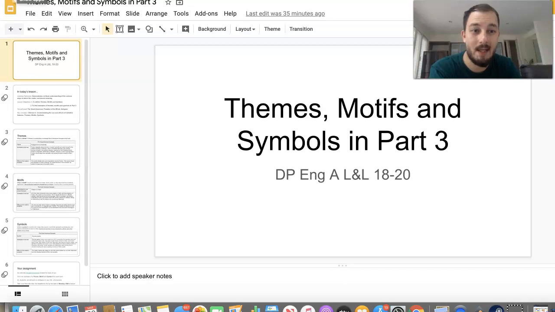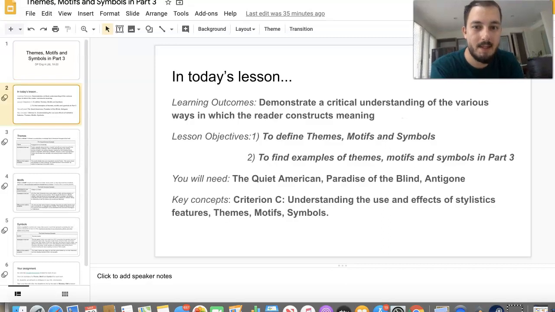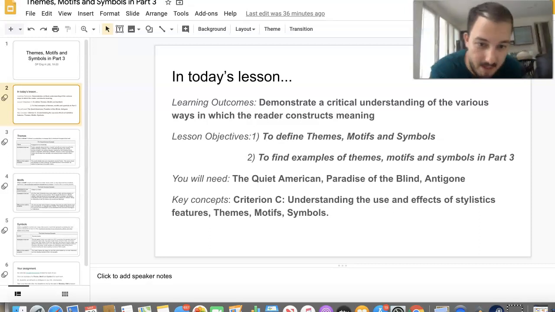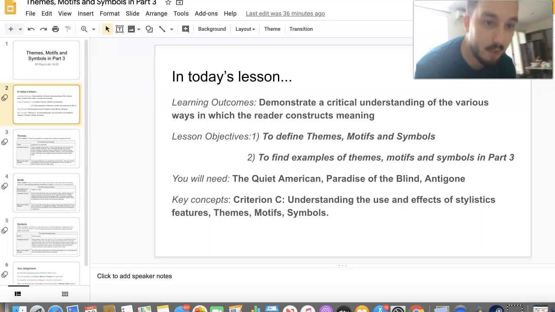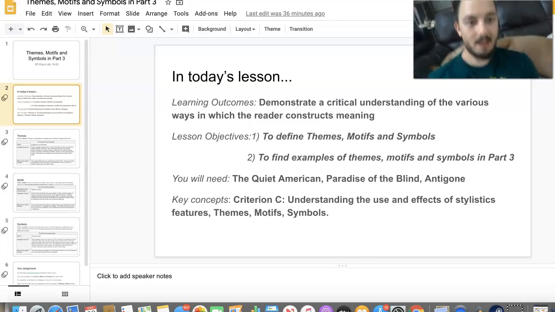Today we're going to look at themes, motifs, and symbols in part 3. So in today's lesson, we're looking at the ways we can demonstrate critical understanding of the various ways in which readers construct meaning. So our objectives: we're going to define themes, motifs, and symbols firstly, and then we're going to find some examples of themes, motifs, and symbols in part 3. For this, you're going to need The Quiet American, you're going to need Paradise of the Blind. HL students, you're also going to need Antigone.